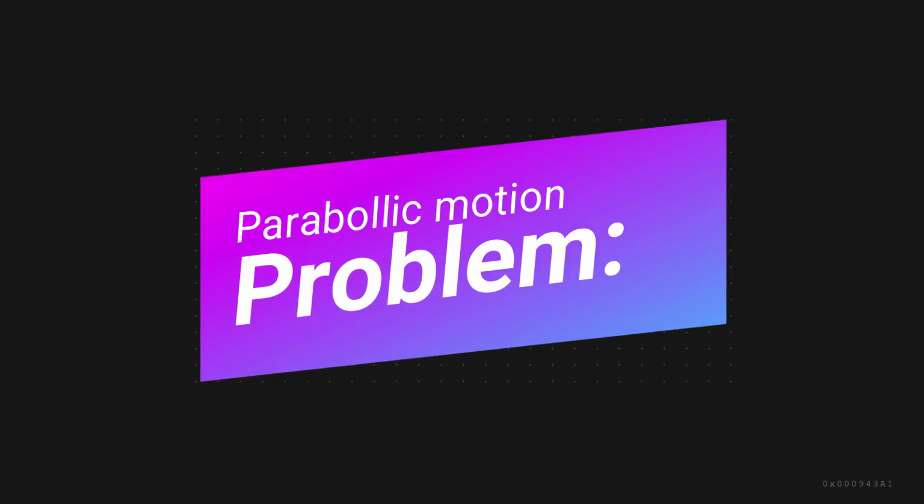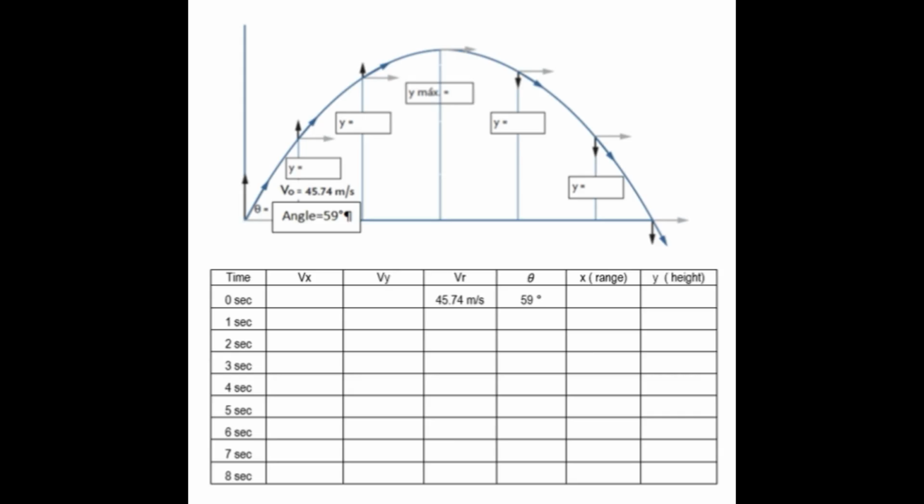Okay, now we are going to explain this problem. For this problem we know that the initial velocity is 45.74 meters per second and its elevation angle is 59 degrees. With this information we can know that the vector in x is 23.56 and the vector in y is 39.21.